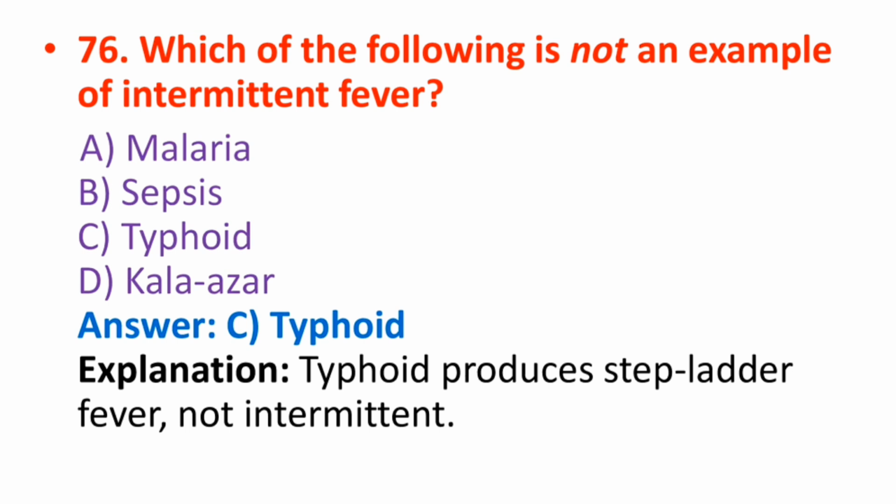Which of the following is not an example of intermittent fever? Option A, malaria, option B, sepsis, option C, typhoid, option D, kala-azar. The correct answer is option C, typhoid. Typhoid produces stepladder fever, not intermittent fever.